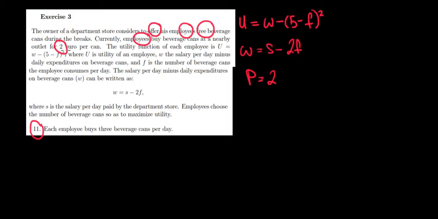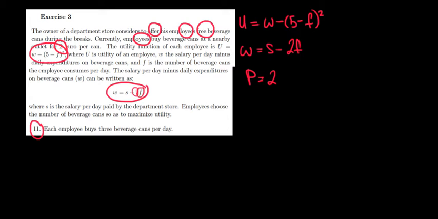So the utility is given by this function where we have the wage, and the wage is the salary that the worker gets per day minus the expenses on coffee, and we can see that we have F as the coffee and 2 is the price of coffee, so 2 times F. Alright, now each employee buys 3 coffees per day. Let's see if that's true or false. In other words, we want to know the optimal amount of coffee that the worker will buy.